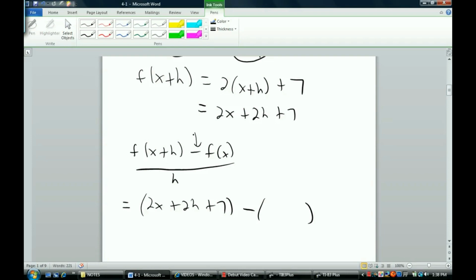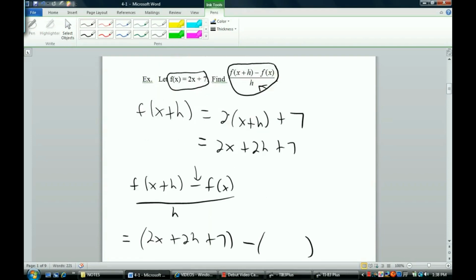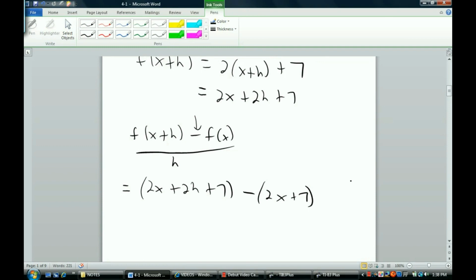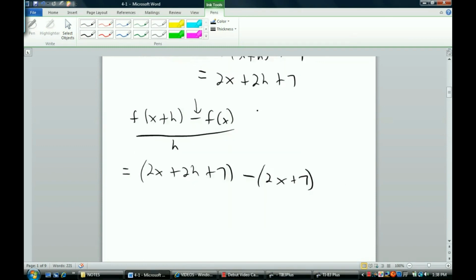So f of x, we're told, is 2x plus 7. You definitely want to use parentheses, especially for expressions after a subtraction sign. That's going to be all over h. H is just a letter, h.